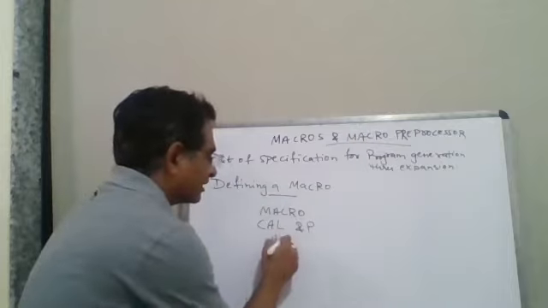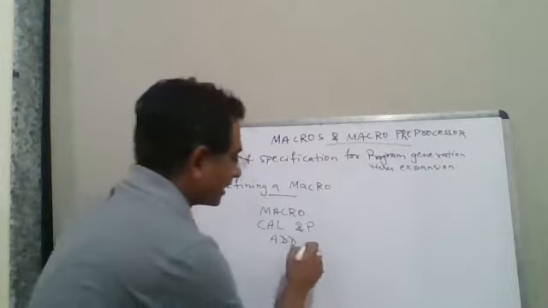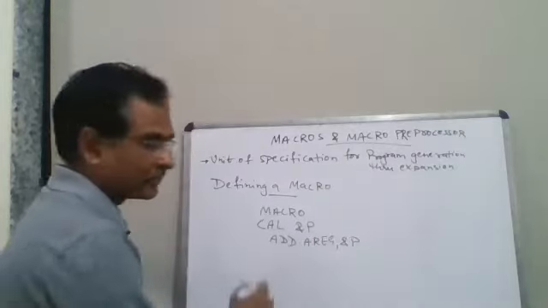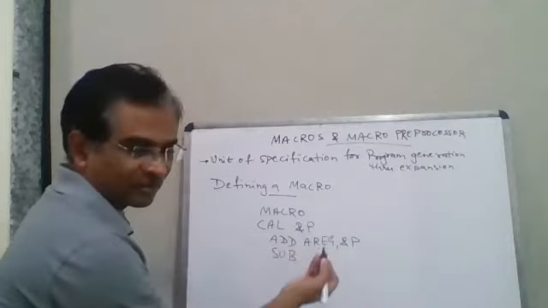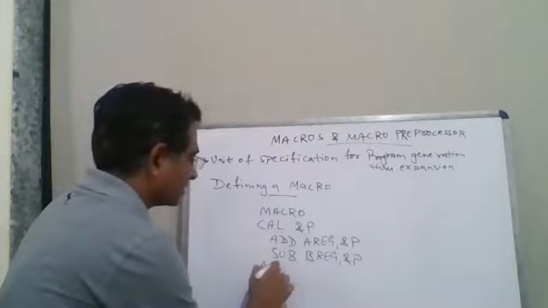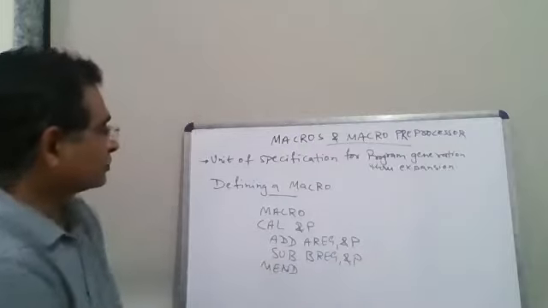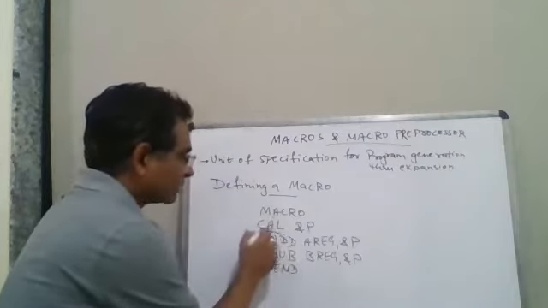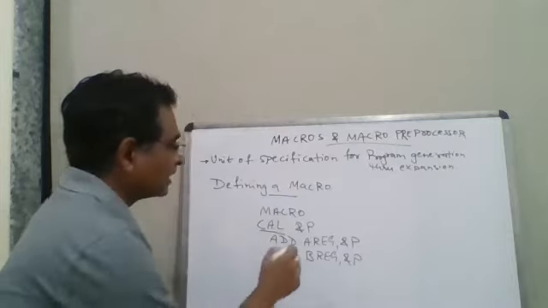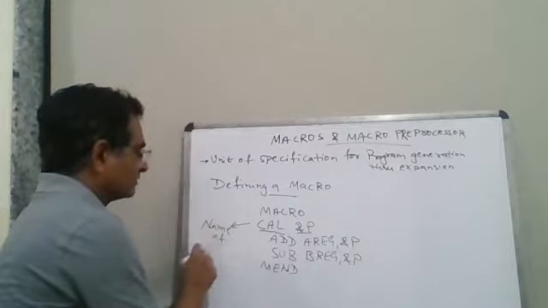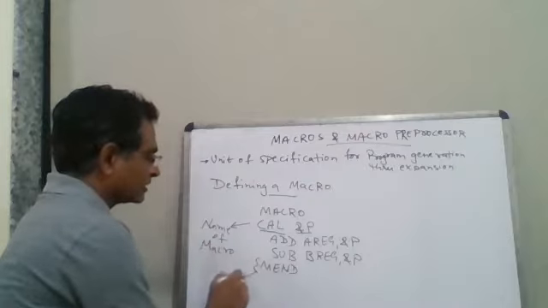After that, let's say I'm having some statements like ADD AREG, comma, address of P, and then SUBTRACT BREG, address of P, and then I end the macro with the keyword MEND. So what do we understand from this? After the keyword MACRO, whatever string is there is the name of the macro, and these are the parameters. This is the name of the macro, and this is the end of the macro.